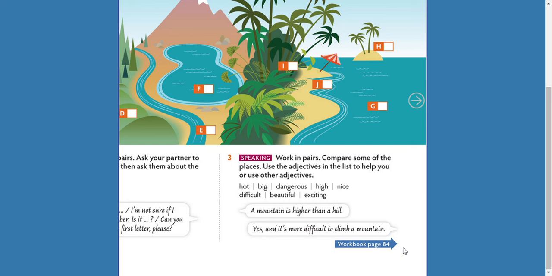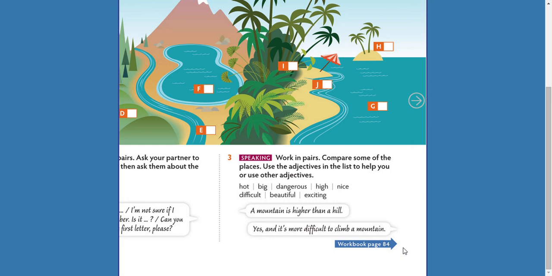Another question. Remember, when I say which, it is for animals or things, okay? Which is faster? Faster. Which is faster, the rabbit or the turtle? The turtle is faster than the rabbit.